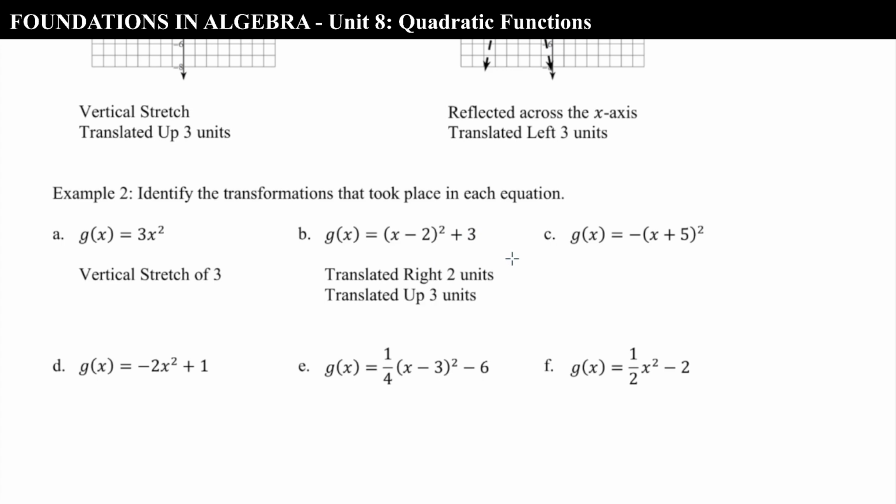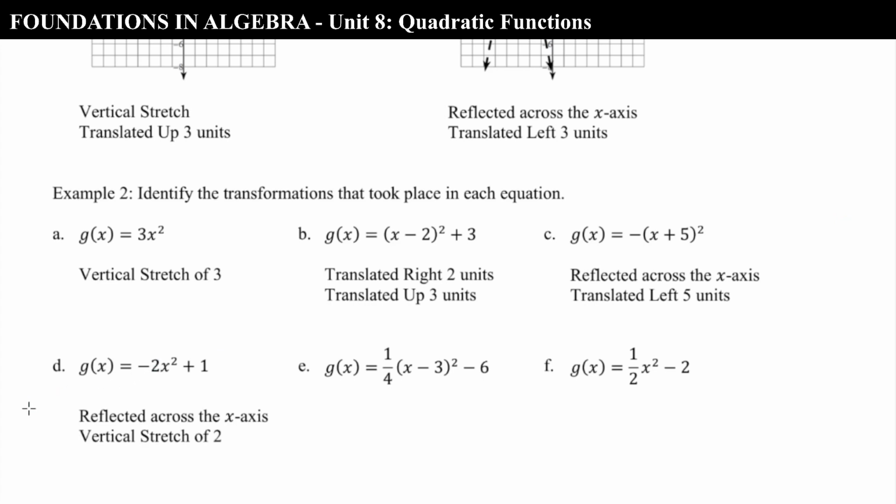For C, we have a negative out front. If you have a negative out front, we are reflected. And then the plus 5 on the inside tells us we're going left 5 units. For D, we have a negative out front, so we are reflected across the x-axis. We have a 2. 2 is greater than 1. That's our A value, so that's a stretch of 2. And then we have a plus 1 after our square term, so that's up 1 unit.